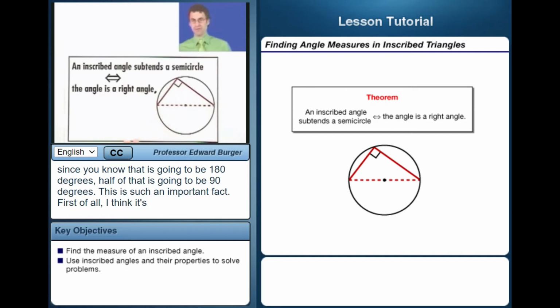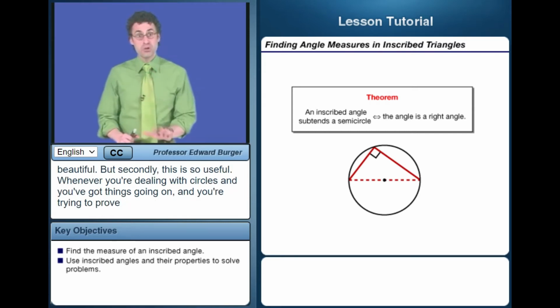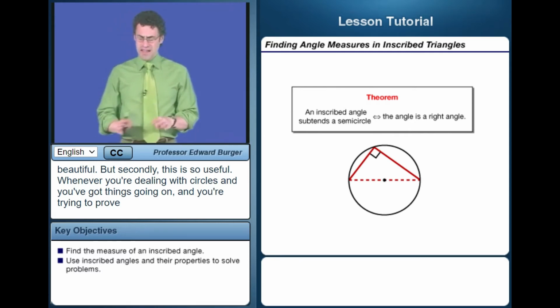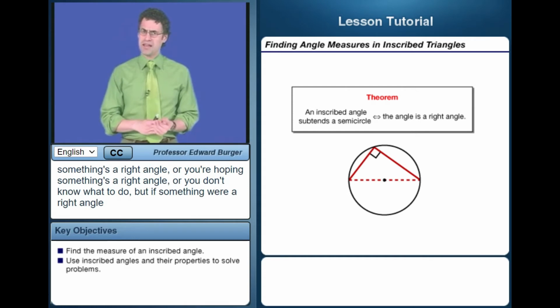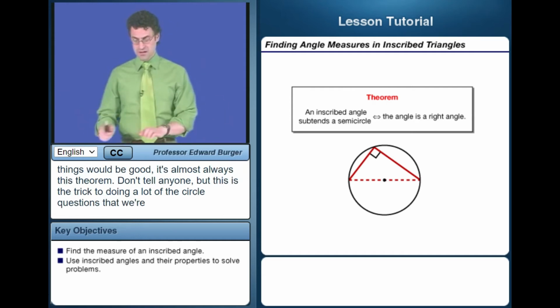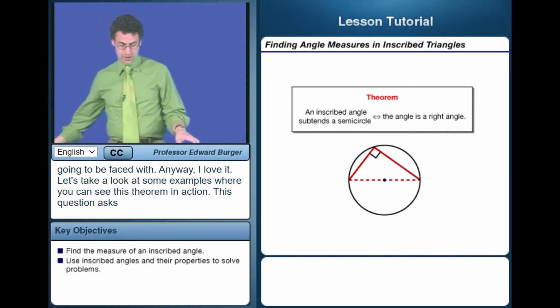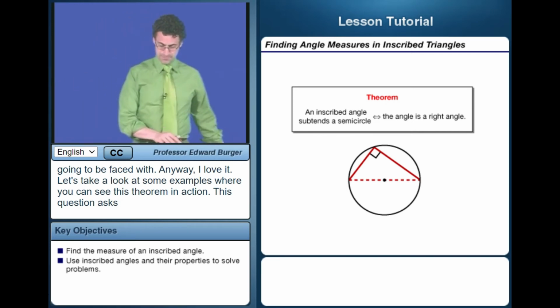This is such an important fact. First of all, I think it's beautiful. But secondly, this is so useful. Whenever you're dealing with circles and you've got things going on and you're either trying to prove something's a right angle, or you're kind of hoping something's a right angle, or you don't know what to do, but if something were a right angle, things would be good, it's almost always this theorem. Now, don't tell anyone, but this is the trick to do a lot of the circle questions that we're going to be faced with. Anyway, I love it. Let's take a look at some examples where you can see this theorem in action.